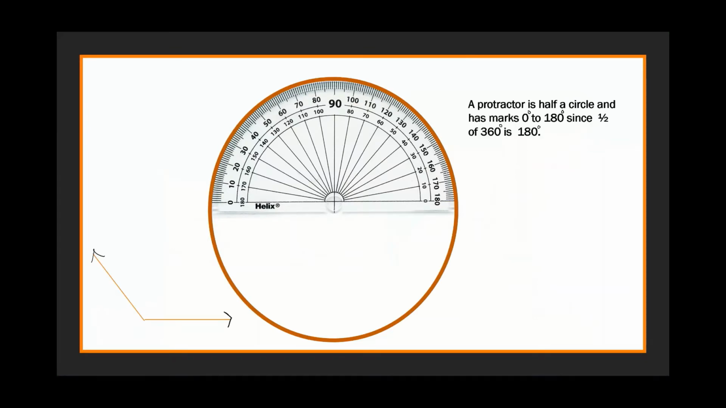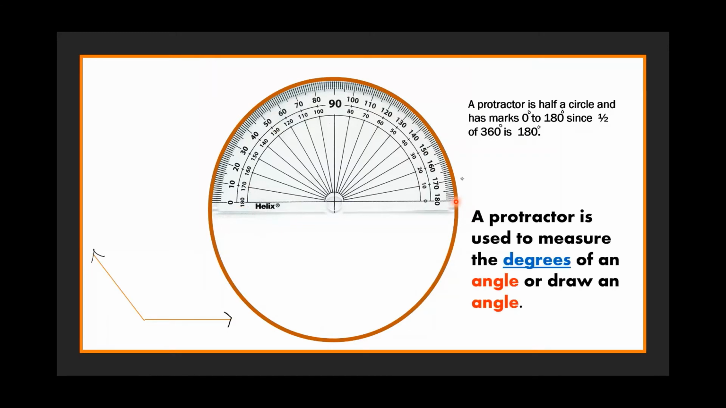Now we know that a protractor is half a circle. A protractor is half a circle and has marks from 0 degrees to 180 degrees, since half of 360 degrees is 180 degrees. Now you see, it's half of a circle. We know that a complete circle is about 360 degrees. So when you make it half, it is 180 degrees.